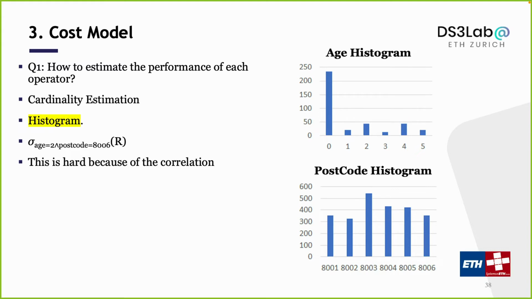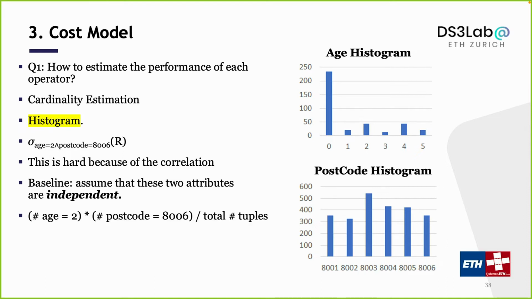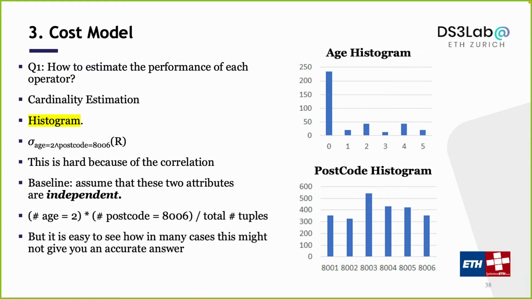What people do as the baseline is assume these 2 things are independent. Once you assume they are independent, you can just multiply them together. You have the selectivity for the first predicate, you have the selectivity for the second predicate, and you multiply them together. That is your expectation of the number of tuples, assuming these 2 predicates are independent. So that's something you could do. And you could do more, but let's take a break. When we get back, we talk more about cost models.